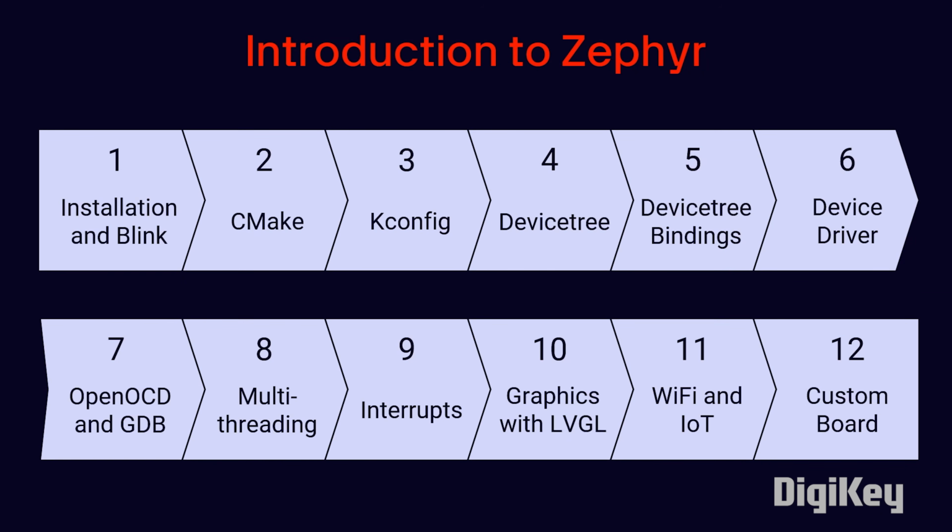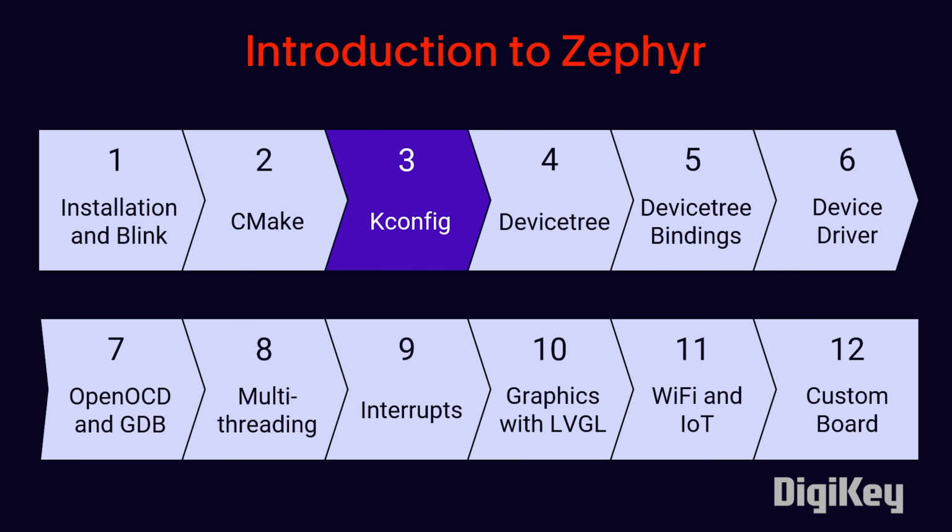Previously, we saw how CMake is used to include things like header files and source code, as well as generate the required files for various build systems. This time, we'll look at how Kconfig is used to customize your build by enabling or disabling different software components.